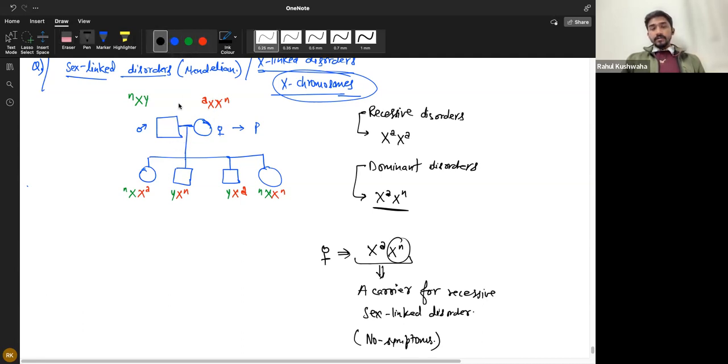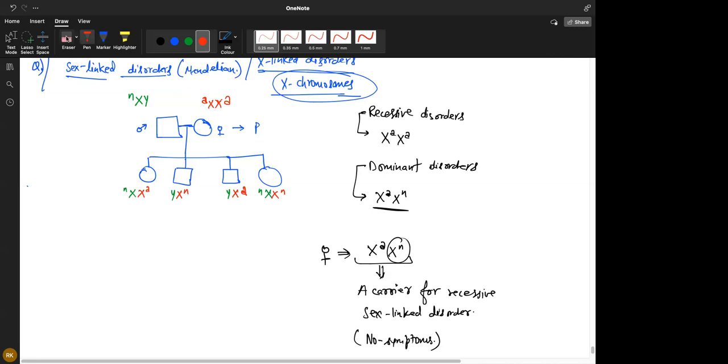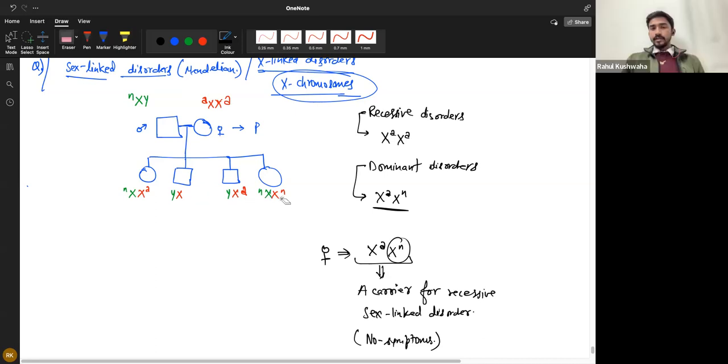So in a recessive sex-linked disorder, let's start with this condition. If the mother has both copies affected, then the mother is diseased, affected, right? In this case, the scenario will change a little. All the eggs that the mother will give, all the red ones, will be affected eggs, whether it goes to the daughter or to the son. And all the eggs that the father will give will be normal, whether it goes to the daughter or to the son.